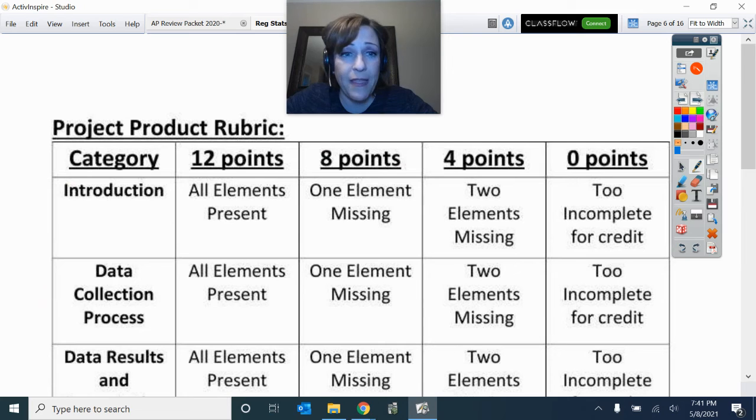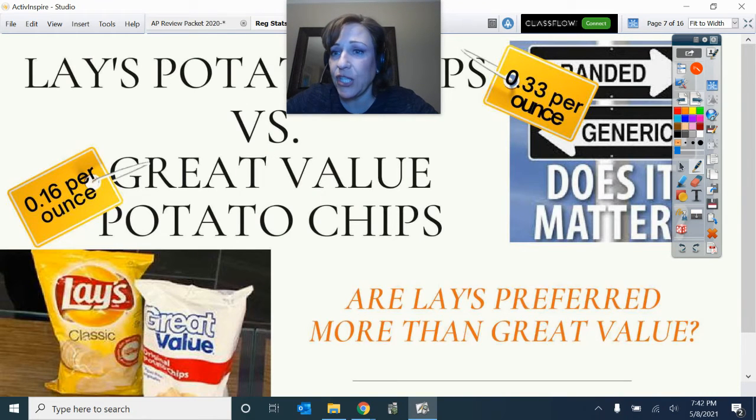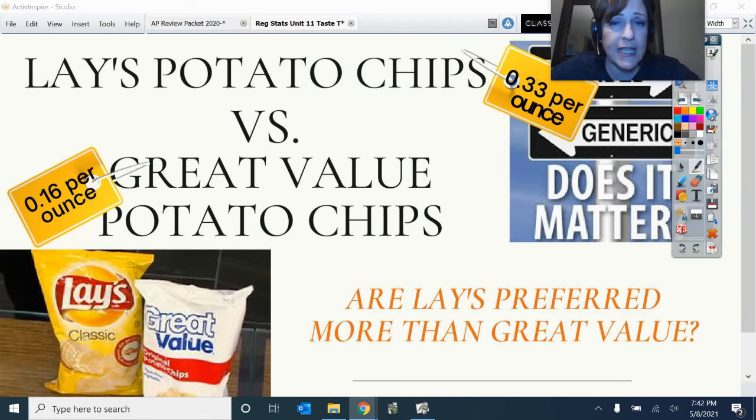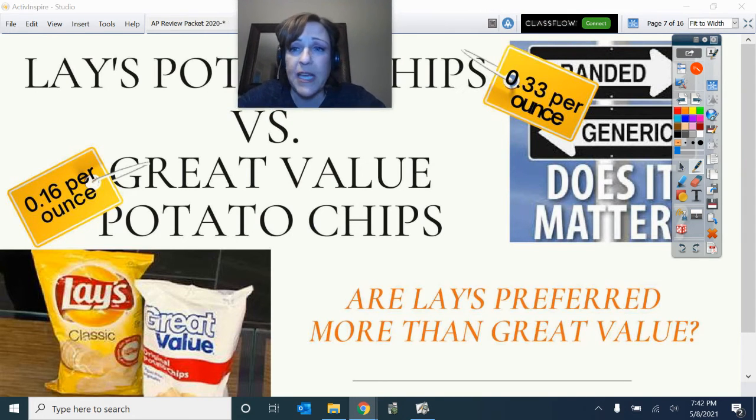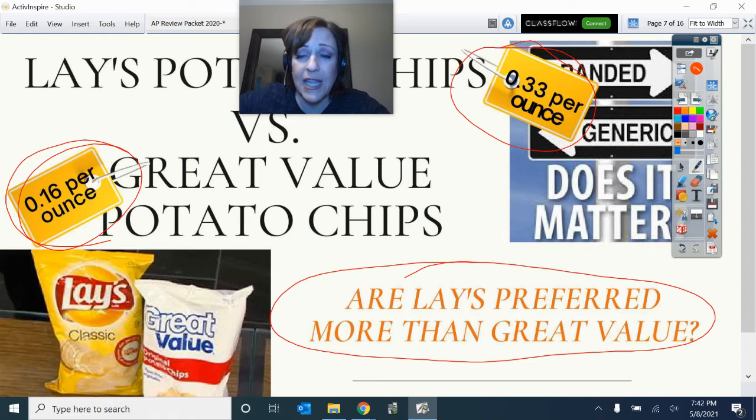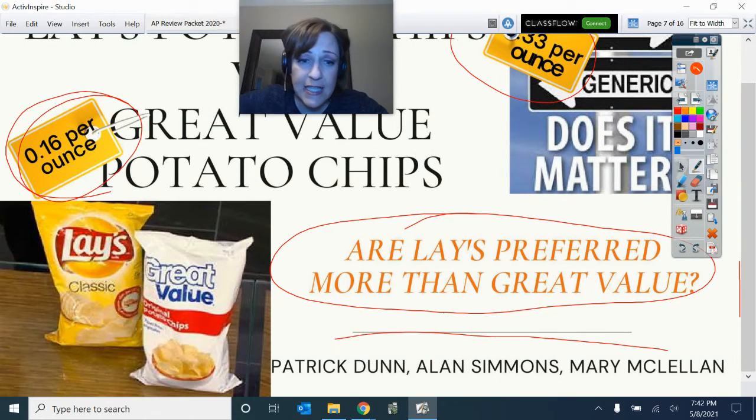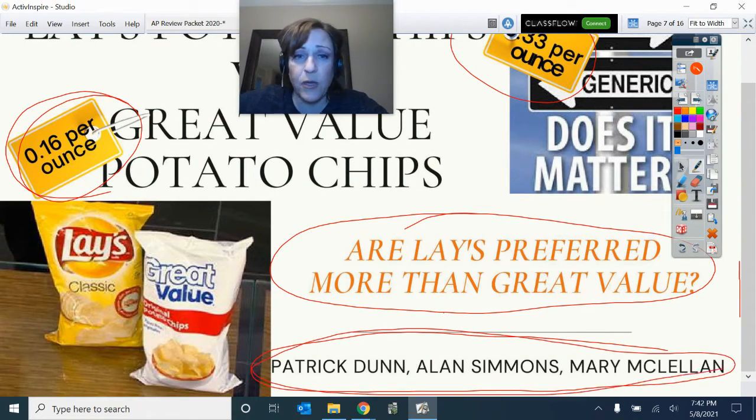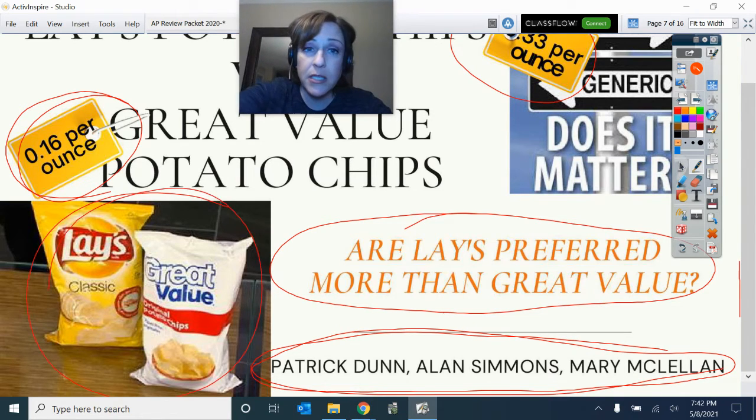Here's how that slide might look. Here's one that said Lay's potato chips versus the Great Value potato chips. Here there was the price for the Lay's potato chips versus the price for the Great Value. The question that we were asking: are the Lay's preferred more than Great Value? And then look here, we had the people that did this presentation, the 3 people or whatever who had done that. Look here, there are pictures of the products, so consider having that as well.